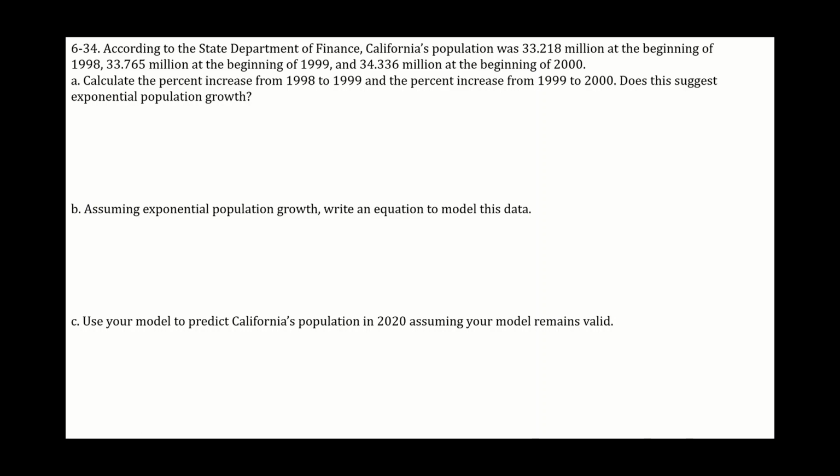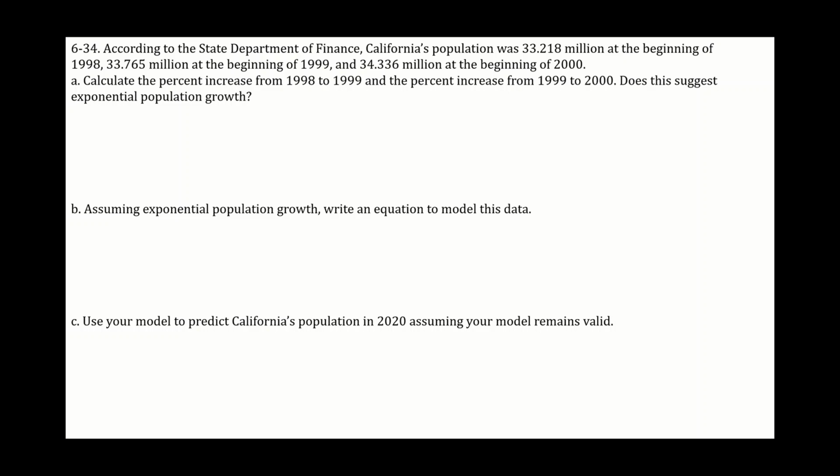According to the State Department of Finance, California's population was 33.218 million at the beginning of 1998, 33.765 million at the beginning of 1999, and 34.336 million at the beginning of 2000. A. Calculate the percent increase from 1998 to 1999 and the percent increase from 1999 to 2000. Does this suggest exponential growth?